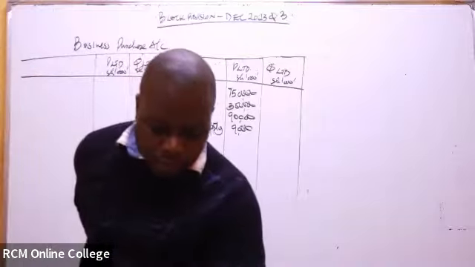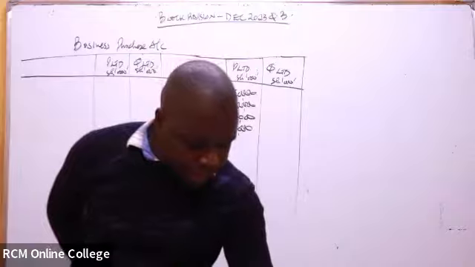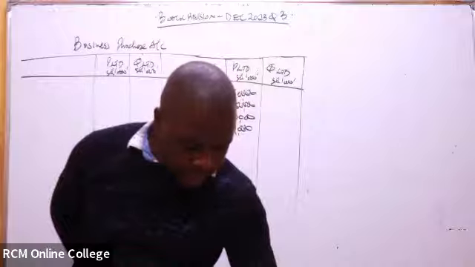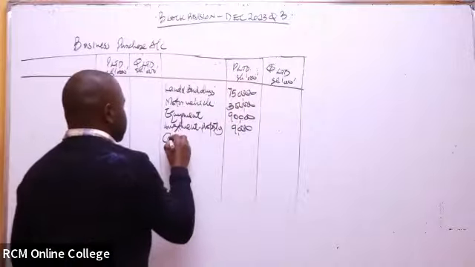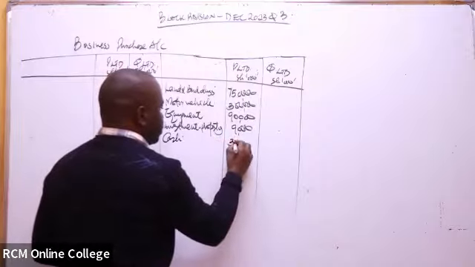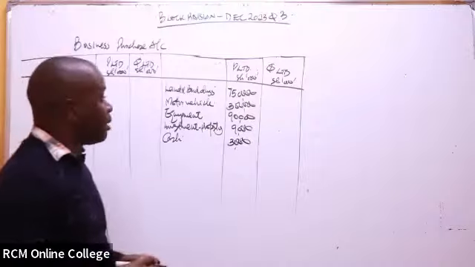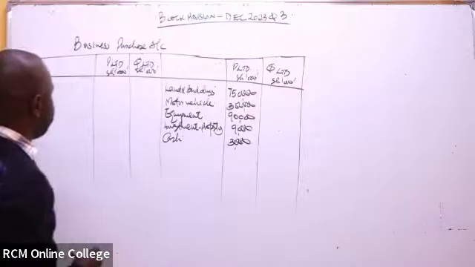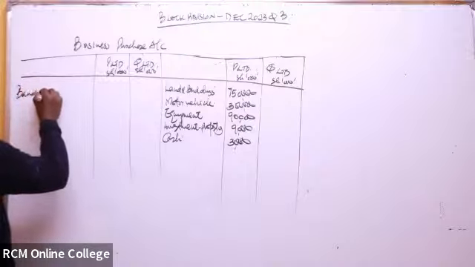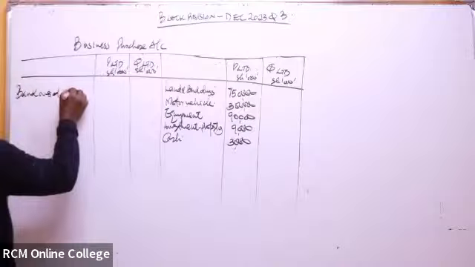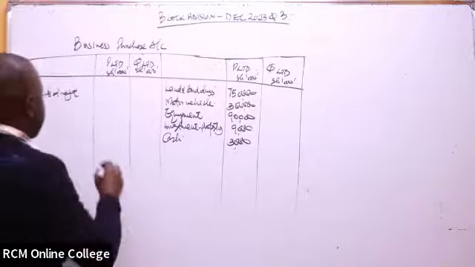Then they also took over cash and bank overdraft. So the cash in hand is how much? 3 million. So they took over cash, which is 3 million. And of course, also the bank overdraft. The bank overdraft is a liability. So when a liability is taken over, you debit it. So they took over the bank overdraft, which is 537,000.